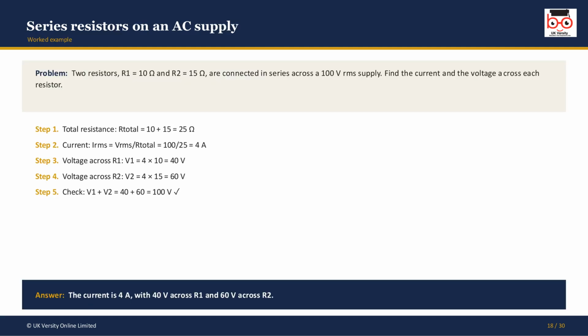Let's work one through. Two resistors, 10 ohms and 15 ohms, are in series across a 100-volt RMS supply, and we want the current and the voltage across each. The total resistance is 10 plus 15, so 25 ohms. The current is 100 over 25, which is 4 amps. Then the voltage across the 10 ohm is 4 times 10, that's 40 volts, and across the 15 ohm, it's 4 times 15, so 60 volts, and 40 plus 60 gives back our 100 volts, so it checks out.